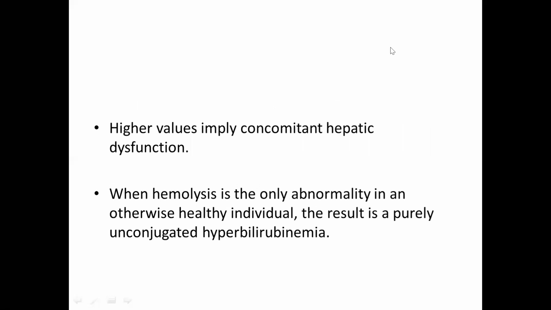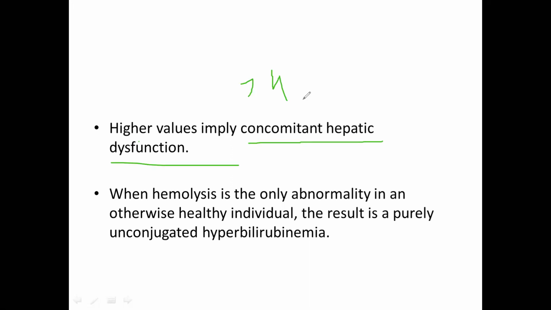Higher values imply concomitant hepatic dysfunction. That means if the serum hyperbilirubinemia is more than 4 mg per dL, then there is some concomitant hepatic dysfunction. When hemolysis is the only abnormality in an otherwise healthy individual, the result is purely unconjugated hyperbilirubinemia.